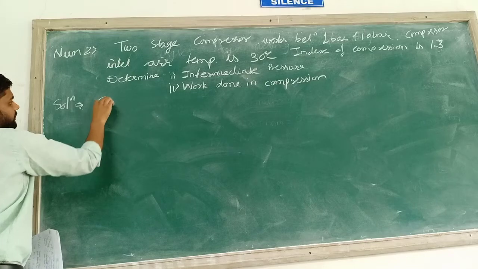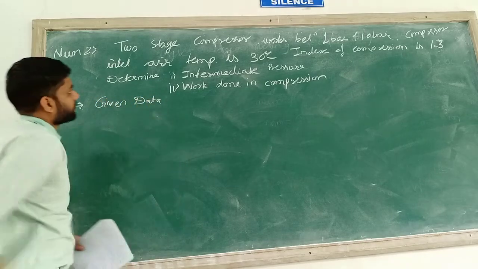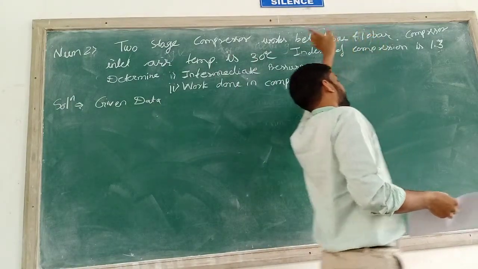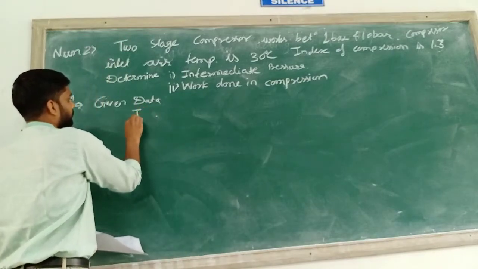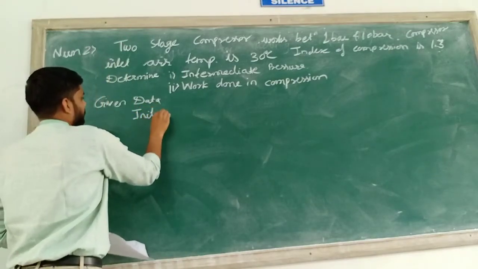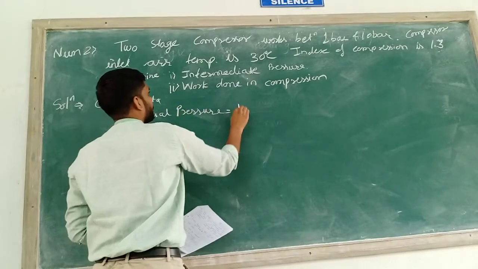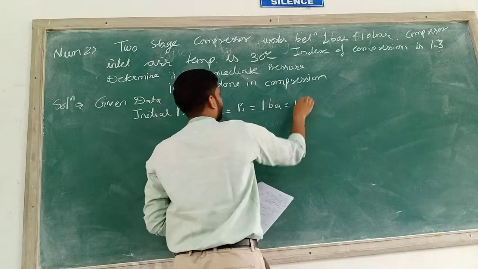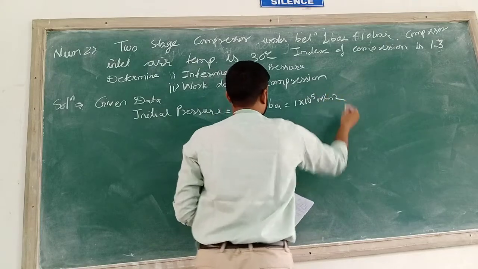In the solution, firstly we write the given data they provide us. The given data: the compressor works between 1 bar and 10 bar. So initial pressure and final pressure values are given. The initial pressure is P1, that is 1 bar, meaning 1 into 10 raised to the power 5 Newton per meter square.